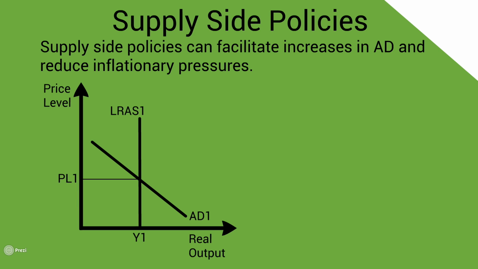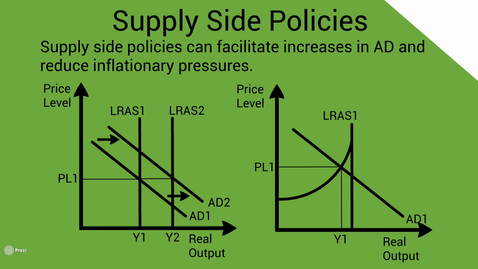Successful supply-side policies shift the long-run aggregate supply curve outwards from LRAS1 to LRAS2, and this can allow an increase in aggregate demand and no change in price level. If we suppose that aggregate demand increased to AD2, this would lead to more output, Y2 rather than Y1, and the price level will be the same. This will be the same for the Keynesian view of an aggregate demand aggregate supply diagram.